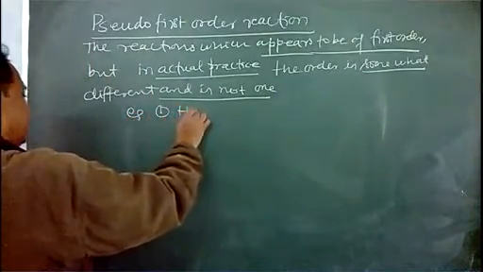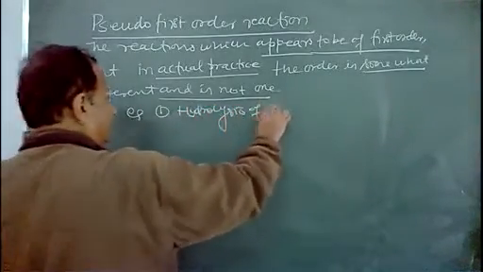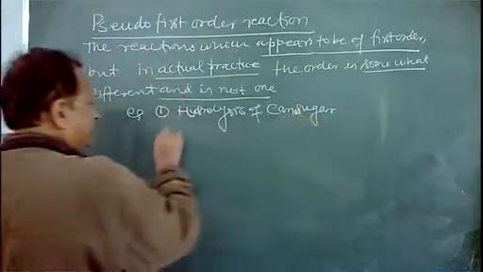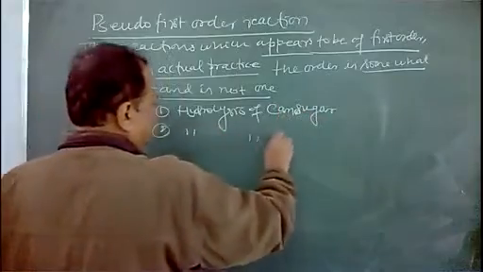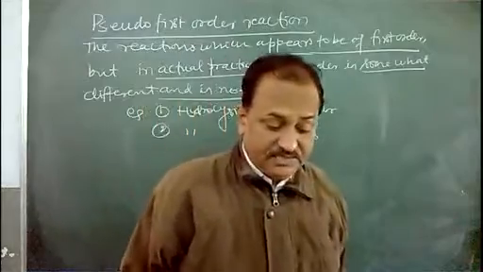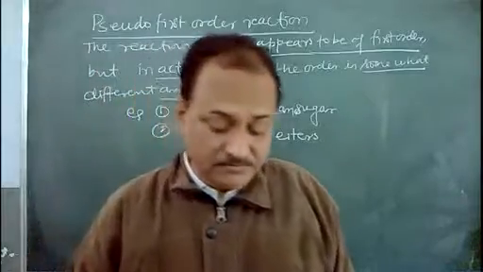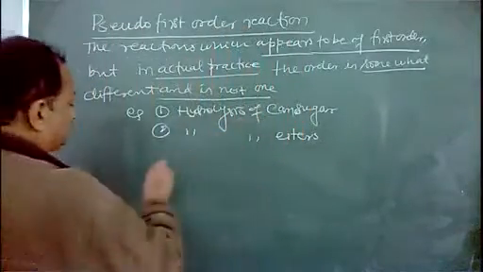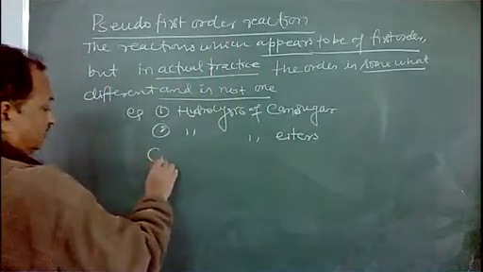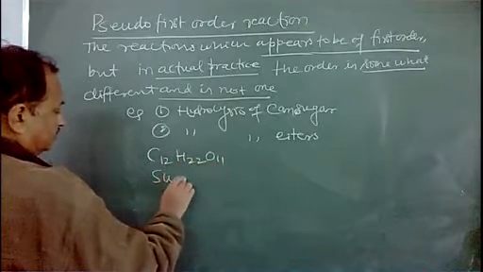First is the hydrolysis of cane sugar. Then the hydrolysis of esters. So these are the reactions and their order is something different. They appear to be of first order. Like see, when you take cane sugar, it is sucrose, C12H22O11. This is sucrose or cane sugar.